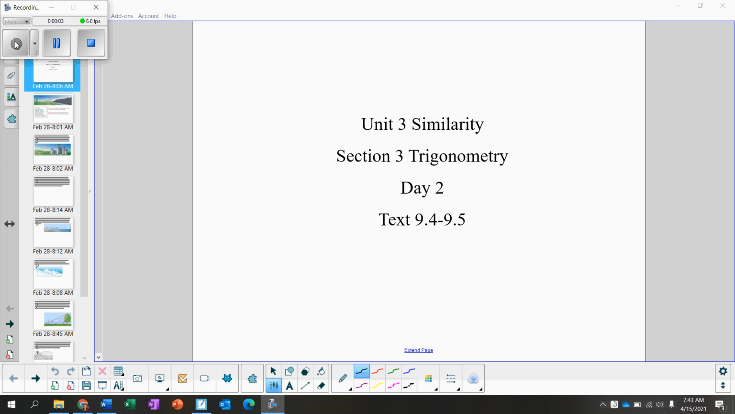Today we're going to talk about the second day of section 9.4 and 9.5. We are in unit 3, section 3, trigonometry.